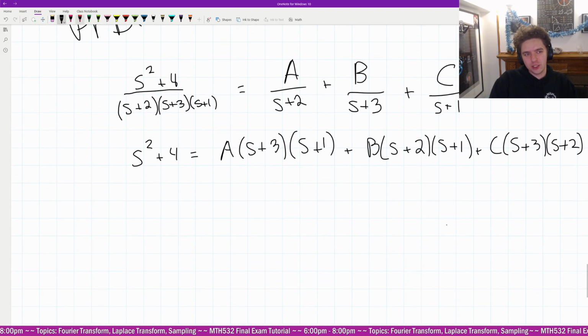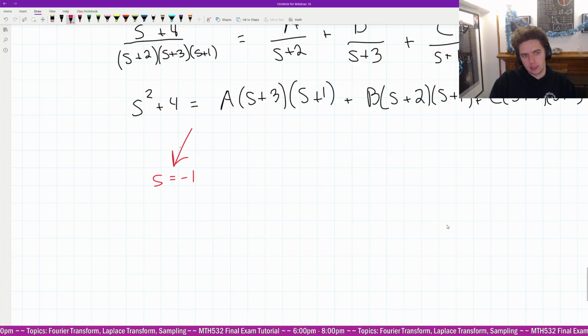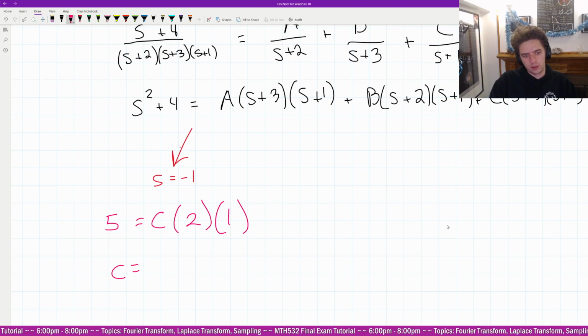I'm going to do the thing where you plug in values. I'm going to plug in s equals negative... oh no, I can't do that, can I? I can plug in s equals negative 1. If I plug in s equals negative 1 into this equation, negative 1 squared plus 4 is 5. The other terms go away, because it's going to be 0. So it's just going to be C times negative 1 plus 3, which is 2, times negative 1 plus 2, which is 1. So C equals 5 over 2.